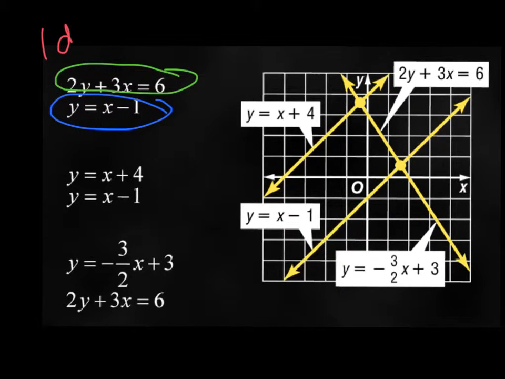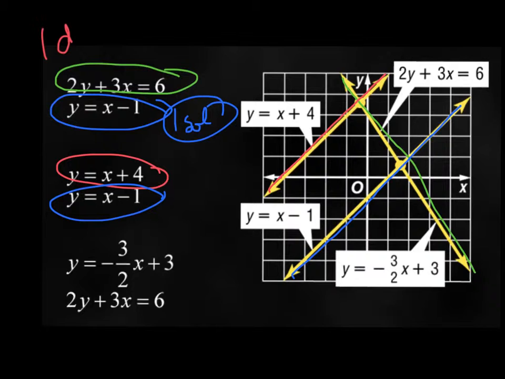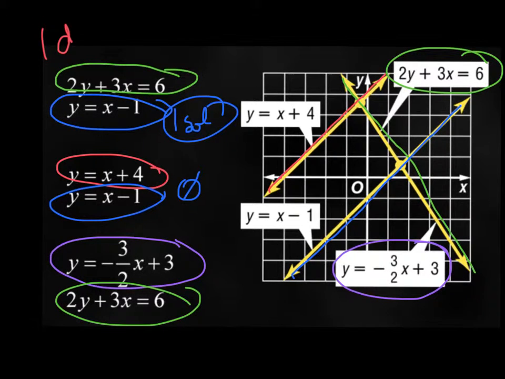If we want to look at 2y plus 3x, not a great line, but just showing you where it is, and y equals x minus 1, they cross, so that's going to be one solution. Y equals x plus 4 and y equals x minus 1 are parallel lines, so that is no solution. And when we went looking for y equals -3/2 plus x plus 3, we found out that we'd already graphed that one once, so that's going to be our infinitely many.